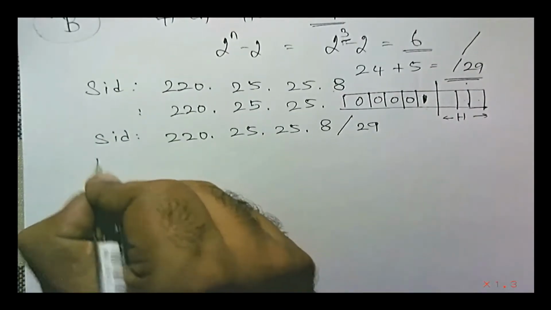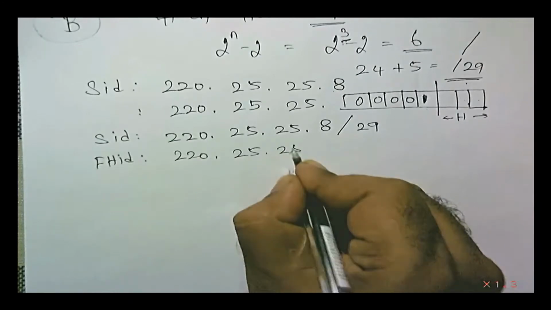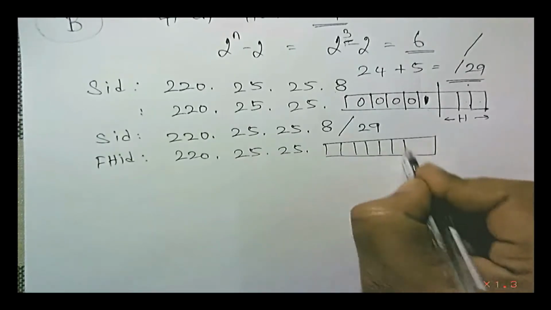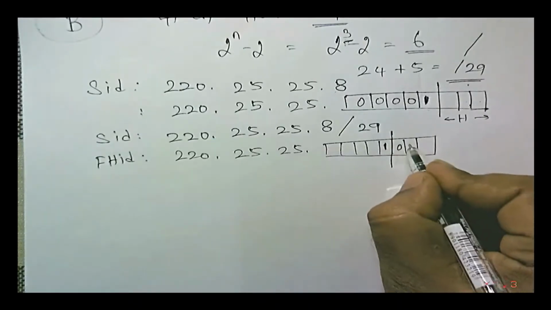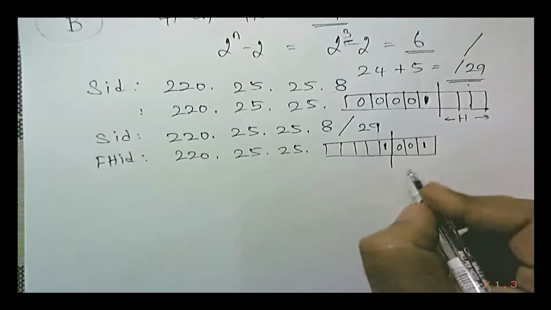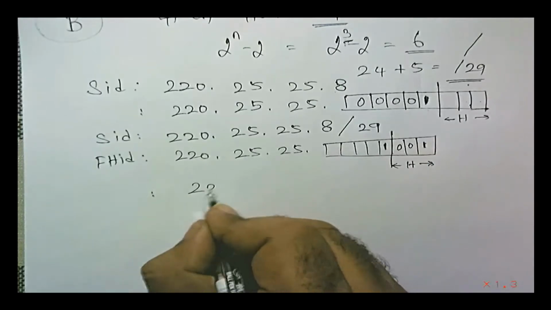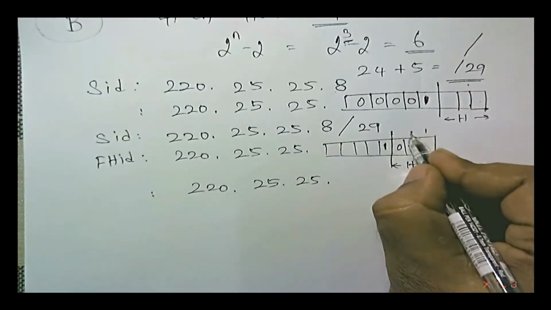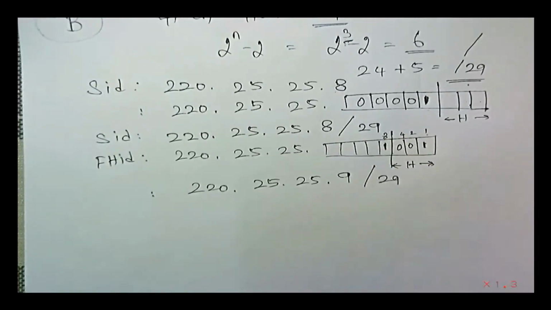Then next one is the first host ID. So the first host ID is 220.25.25. Here the same 8 bits are available, 1, 2, 3, 4, 5, 6, 7, 8 bits. So we are having 3 bits in the host part. Now, what does the first host ID mean? All the bits in the host should be 0 except the last bit. So this is the host part, and here it should be 1. If you convert this, you can take the place values 1, 2, 4, 8. So 8 plus 1 is going to be 9. So 220.25.25.9/29 is the first host ID.